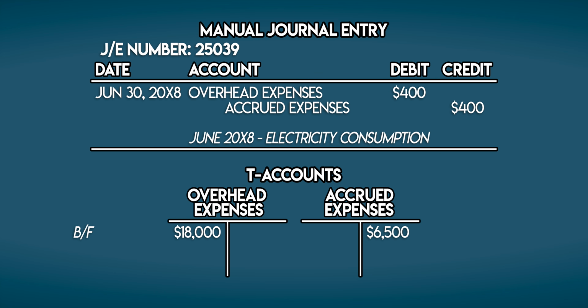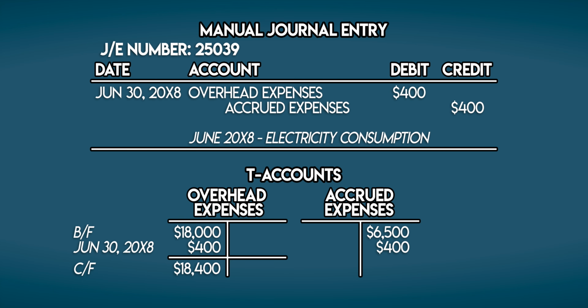These are called T accounts because they look like T's. When we post this manual journal entry into your general ledger, you debit the left hand side of your overhead expenses account by $400 and you credit the right hand side of accrued expenses by $400. So your ending balance in your overhead expenses account is now $18,400, which you'll carry forward into the next month.